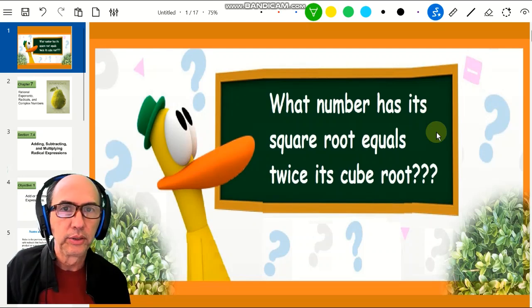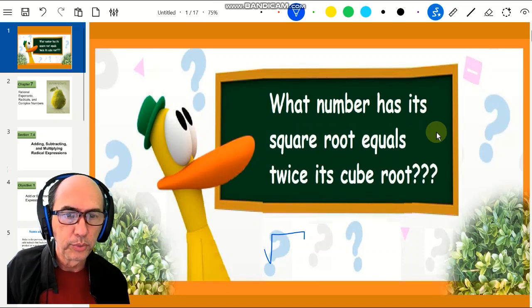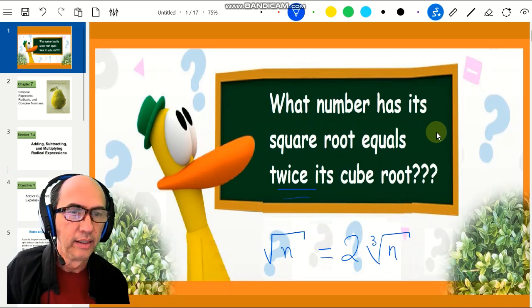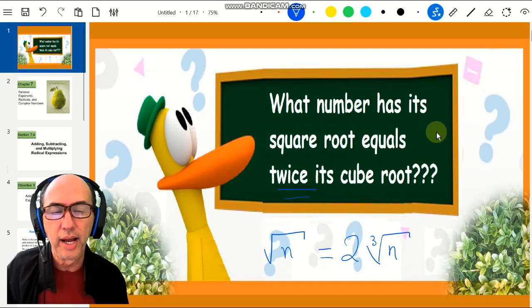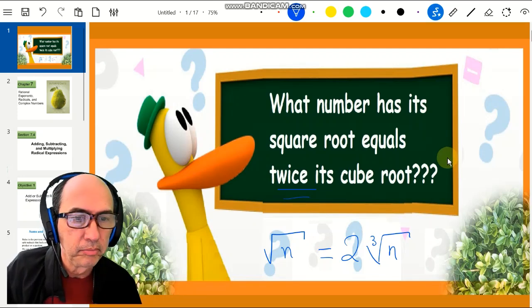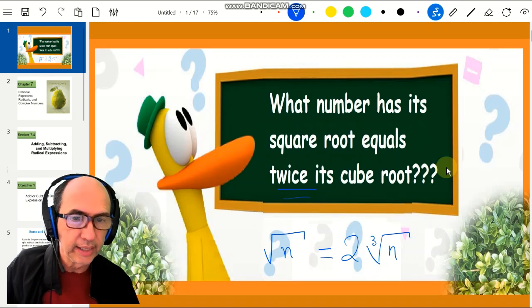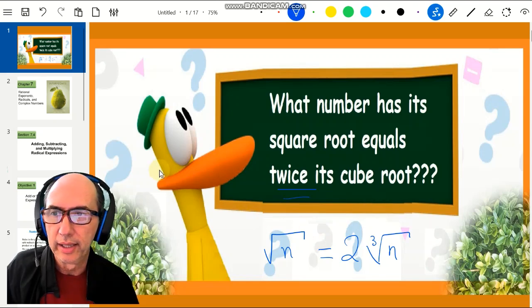So you know a square root is something like that, the index is 2, and we need to find a number whose square root equals 2 times the cube root of the same number. Let's say n and n. What is n? Try to find it using the knowledge that we have so far about rational exponents, or you can guess. At the end of this meeting, we will find the right answer.